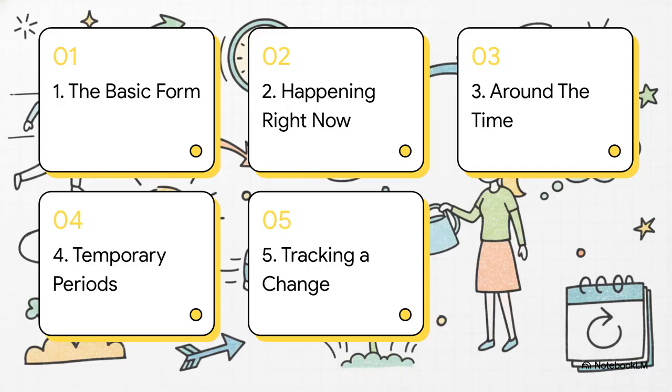All right, here's our game plan. First, we'll look at the basic form. Super simple. Then, we're going to unlock 4 key ways to use it. For things happening this very second, for stuff that's unfinished, for temporary situations, and for tracking changes as they happen.